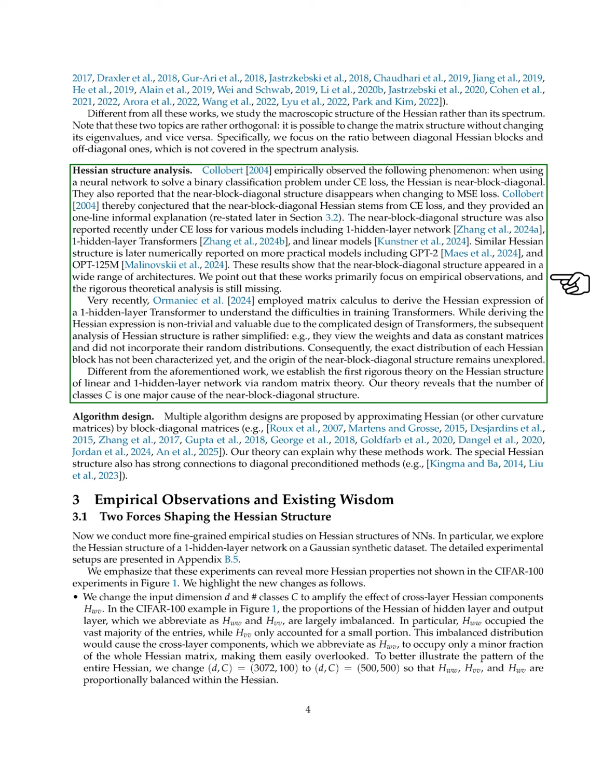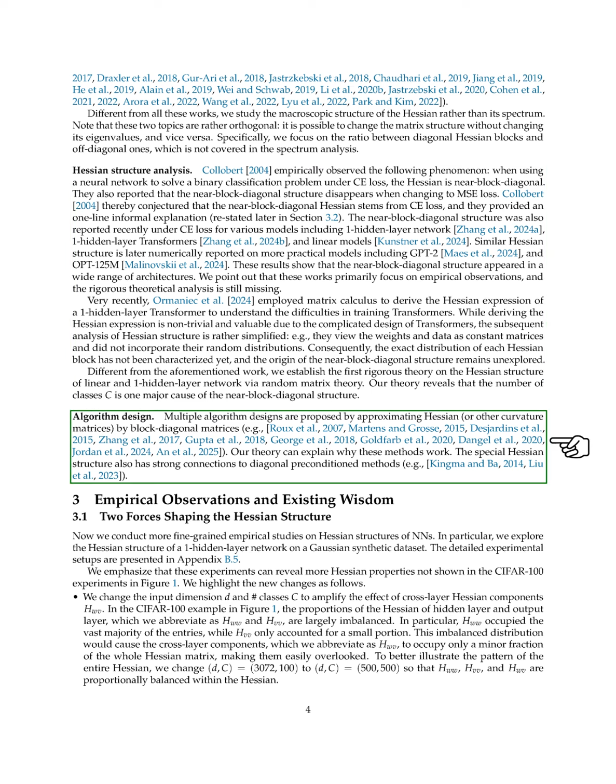In contrast, we provide the first rigorous theory on the Hessian structure of linear and one hidden layer networks using random matrix theory, revealing that the number of classes is a significant factor contributing to the near-block diagonal structure. Regarding algorithm design, we note that several algorithms have been proposed that approximate the Hessian or other curvature matrices with block diagonal matrices. Our theory helps explain the effectiveness of these methods, and we also highlight the strong connections between the special Hessian structure and diagonal preconditioning methods.